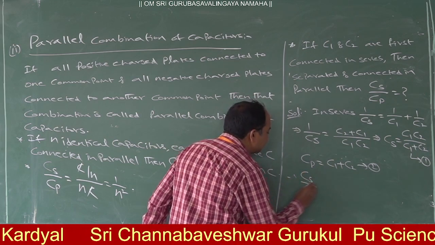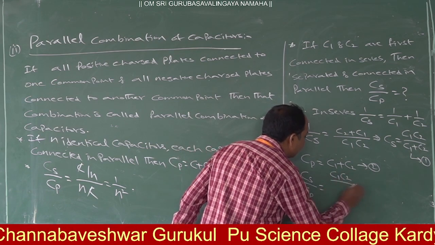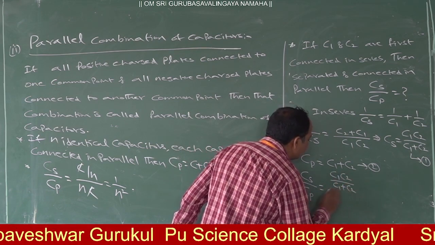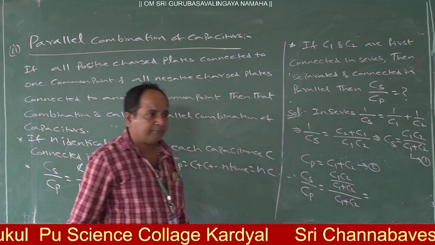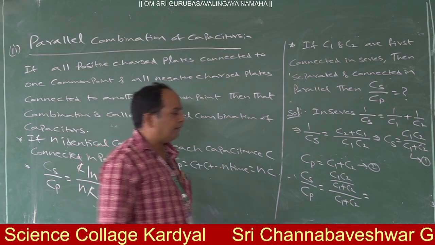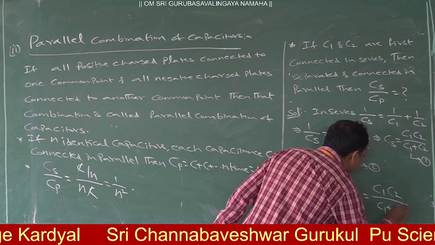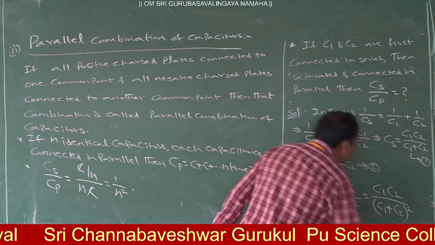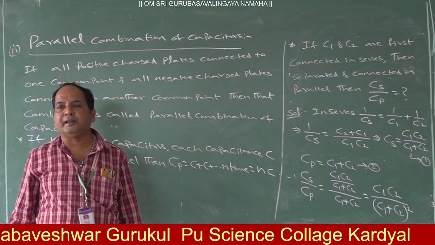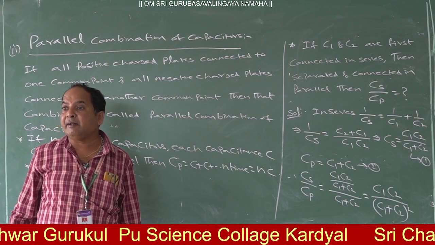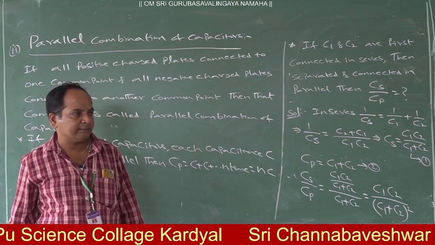Therefore, Cs by Cp is C1 C2 by C1 plus C2, divided by C1 plus C2. What cancels? So it is C1 C2 divided by C1 plus C2 whole square. Two capacitors means like this.